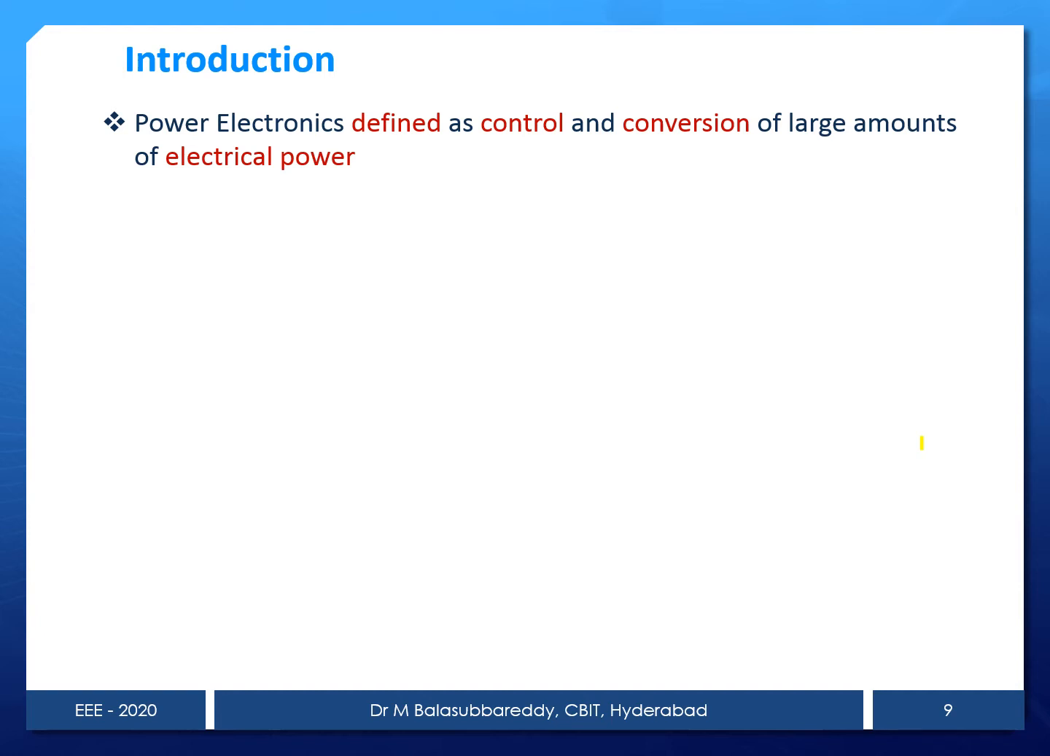Throughout this course, we need to analyze all the controllers, but every controller will do only control and conversion of electric power. It will do only control and conversion. So why do we need to control and convert? So this is the scenario.